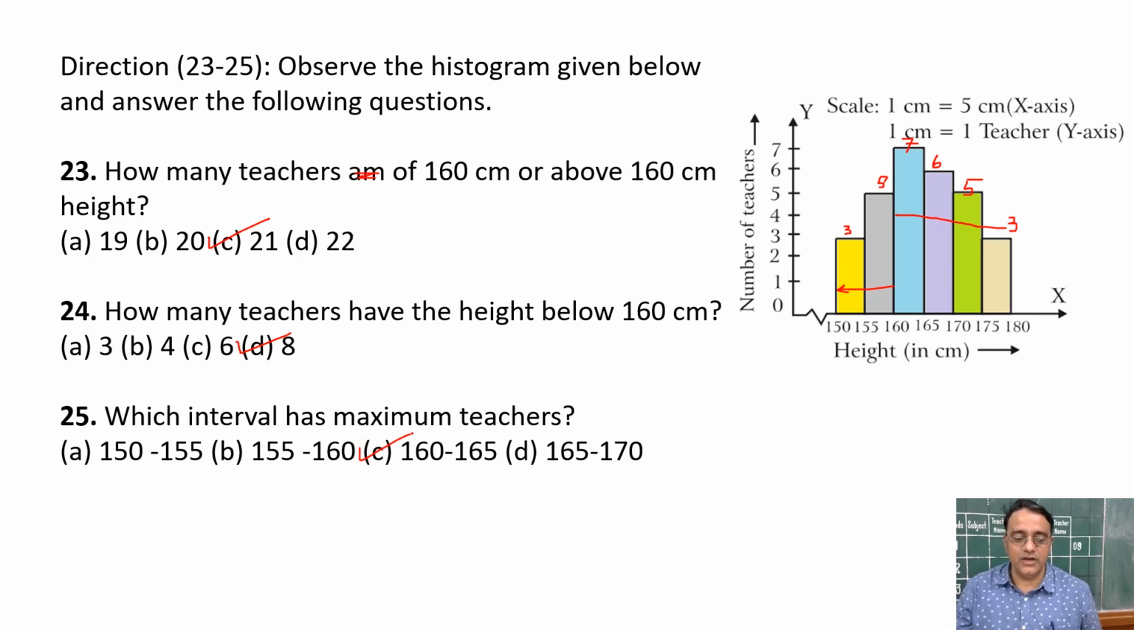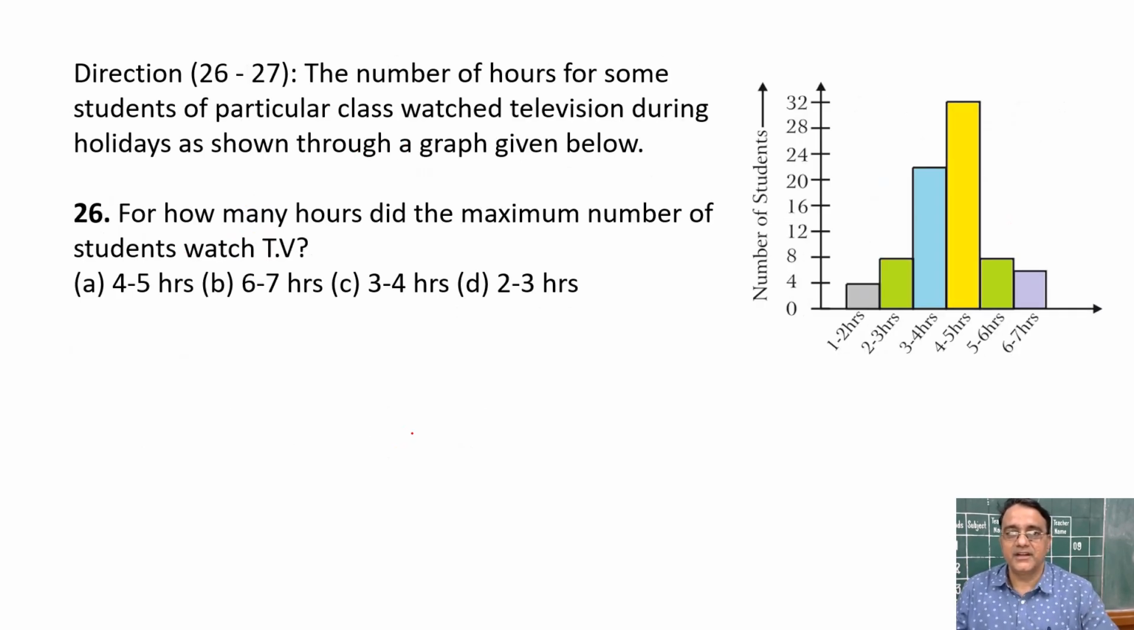Right. So now we are moving toward the next question. Direction for 26 to 27. The number of hours for which some students of a particular class watched television during holidays is shown through the graph given below. For how many hours did the maximum number of students watch TV? 4 to 5 hours. Right, this has repeated.